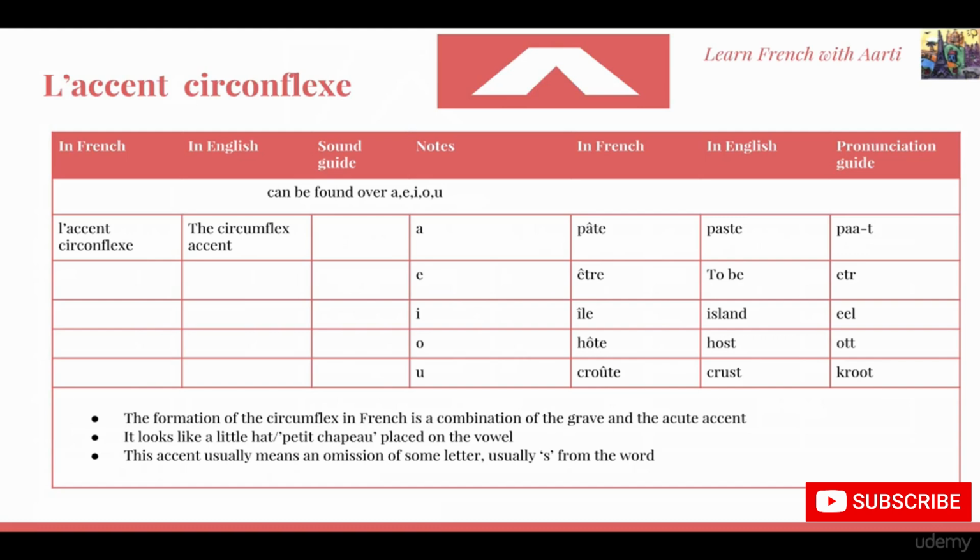Let's look at some examples. Pâte, l'accent circonflexe on the letter A. Pâte, which means paste. Être, on E, means to be. Île is island, hôte is host, croûte is crust.